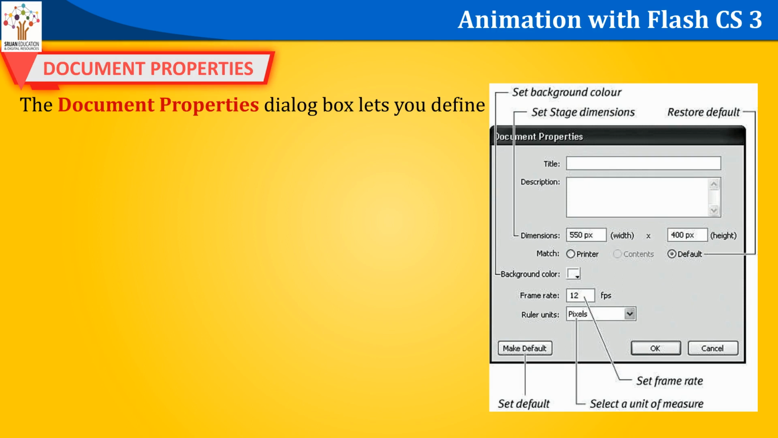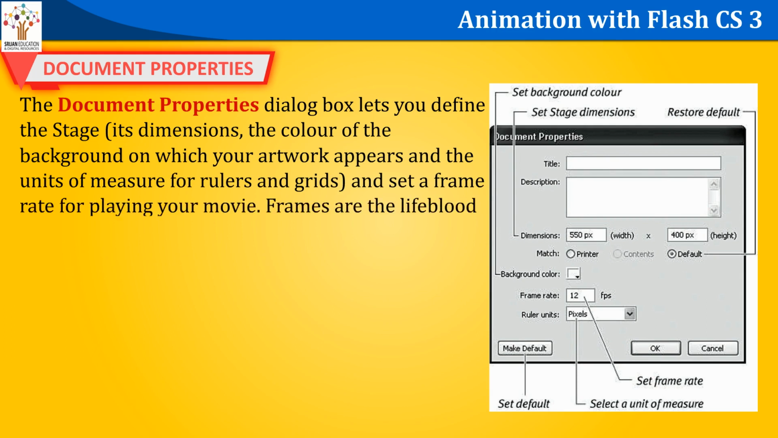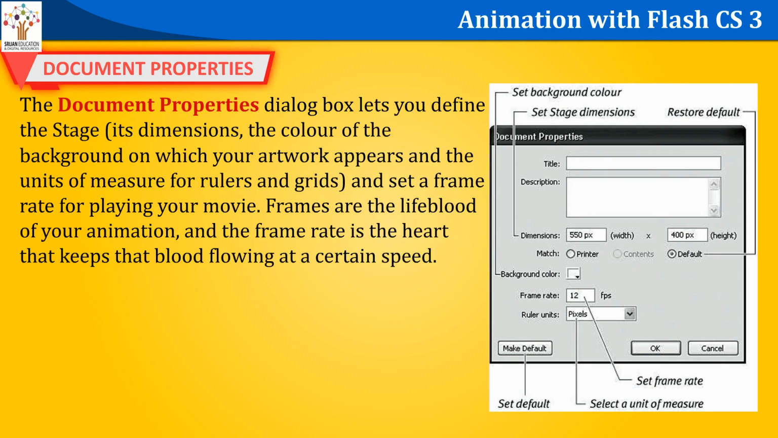Document Properties. The Document Properties dialog box lets you define the stage, its dimensions, the color of the background on which your artwork appears, and the units of measure for rulers and grids, and set a frame rate for playing your movie. Frames are the lifeblood of your animation, and the frame rate is the heart that keeps that blood flowing at a certain speed.